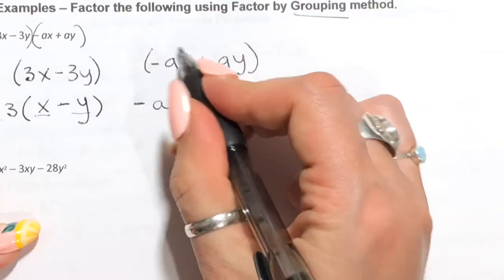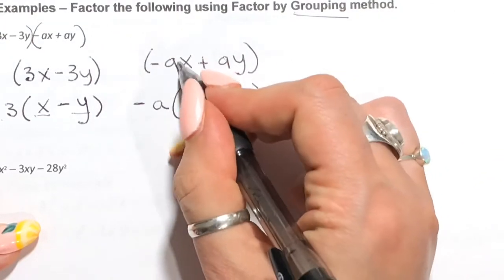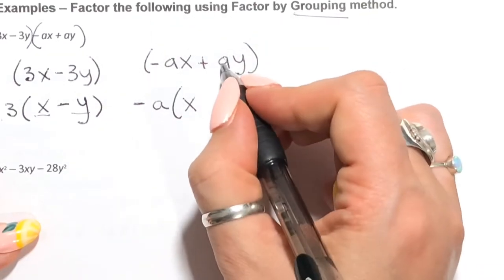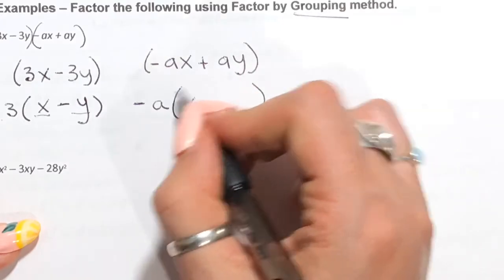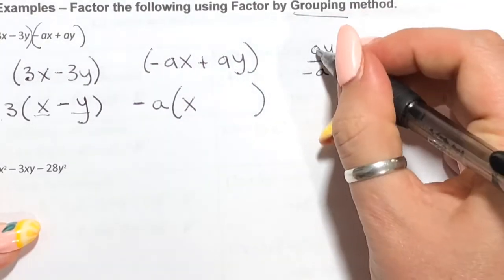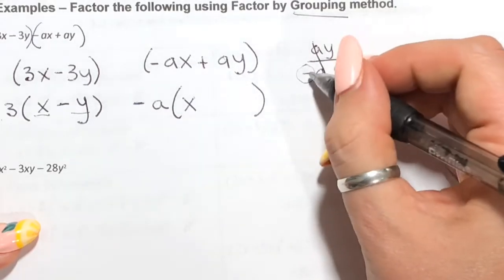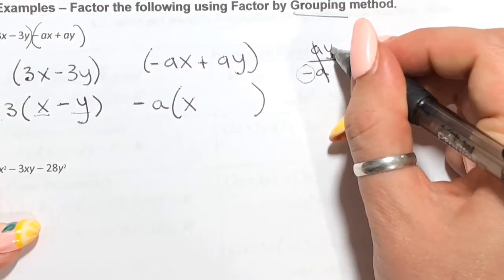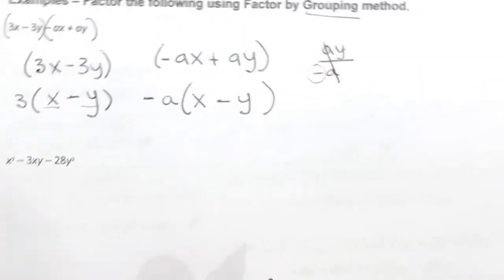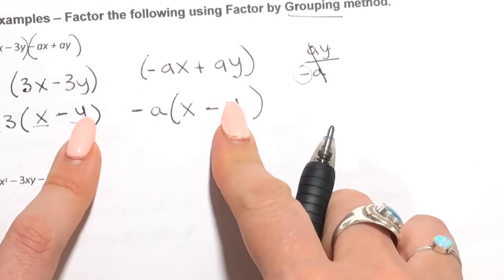If I take a negative a away from negative ax, the negative a's cancel, and we're just left with an x. So that's going to go on the inside. But here, I have ay. I'll write this part out. If I divide it by a negative a, the a's cancel, but the negative doesn't. So I need to keep that negative along with the y. So I'm going to have a minus y here. So now we've taken the greatest common factor out of each of our parts, our binomials.